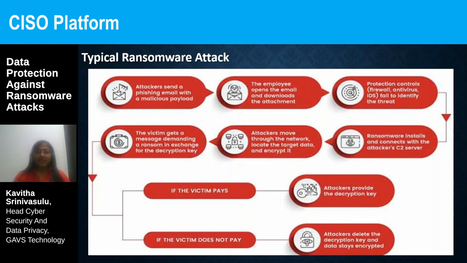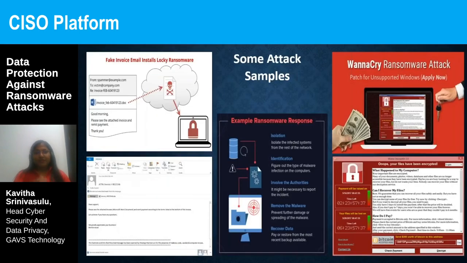So there are different types of ransomware attacks. These are some samples that I've given here. How does a mail look? How do we receive it? On the left hand side you see that, and on the right hand side is how the data is encrypted, a screenshot that I've given here for your reference.